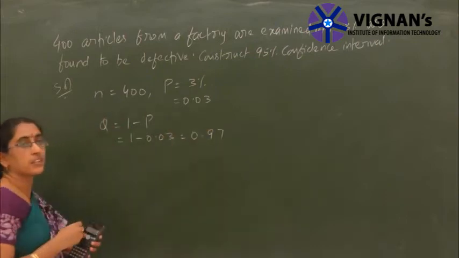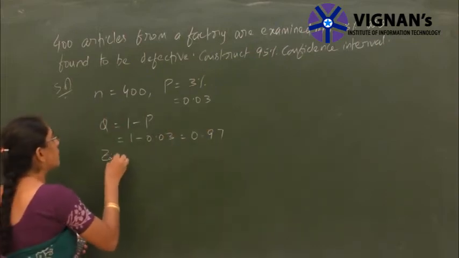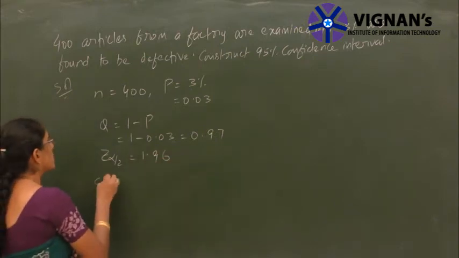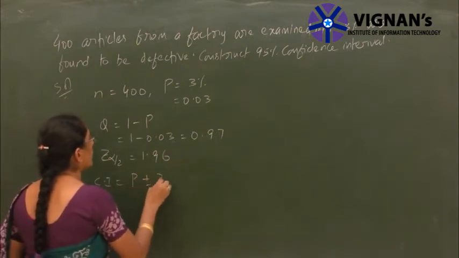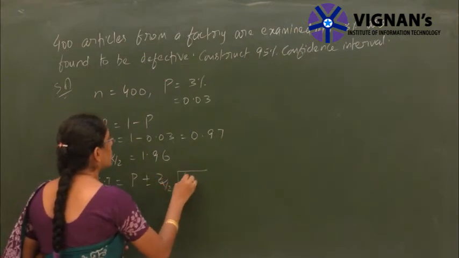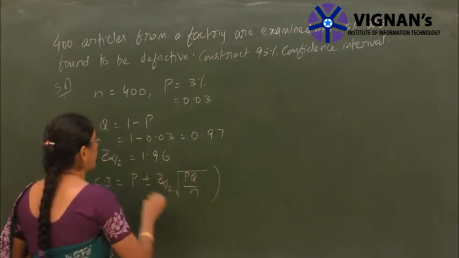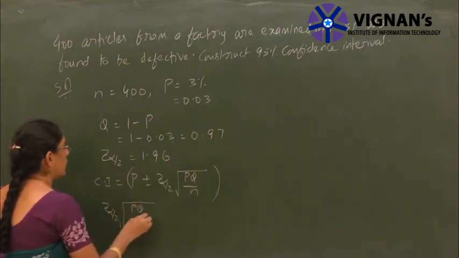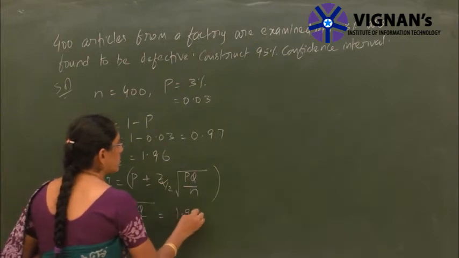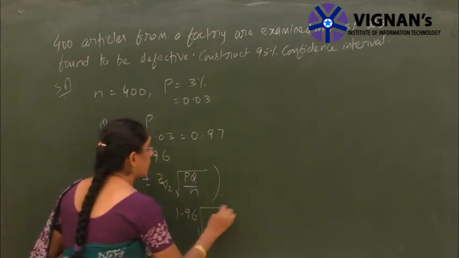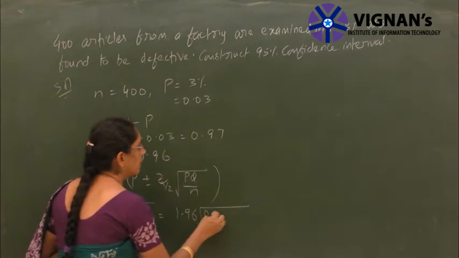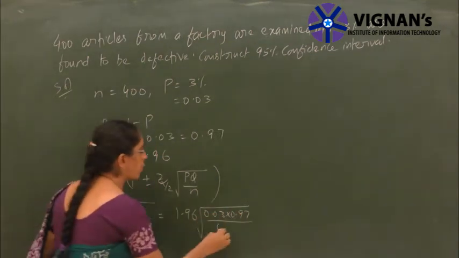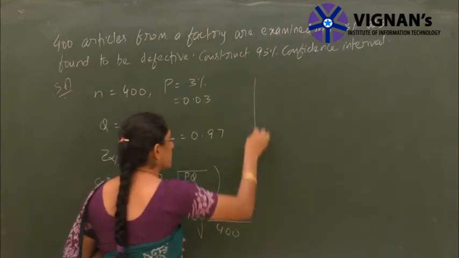Now we have to construct 95%. So Z alpha by 2 is 1.96. So again we have to use the formula P plus or minus Z alpha by 2 into square root of PQ by N here. Now first find out Z alpha by 2 into square root of PQ by N. So 1.96 into square root of 0.03 into 0.97 by the sample size, 400.